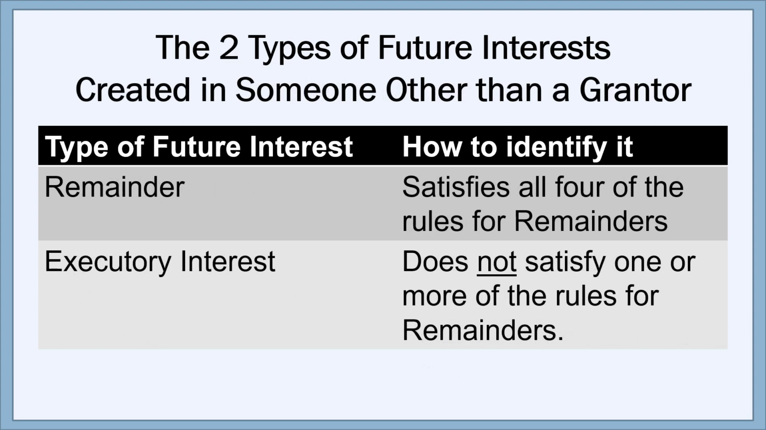In this video, we're going to talk about the remainder and the executory interests, and the question is how to identify each of those 2. Both of them are created in someone other than the grantor. Well, here's the way we tell them apart. There are 4 rules for remainders. If a future interest is created in somebody other than the grantor and it satisfies all 4 of the rules for remainders, then it must be a remainder. If it doesn't satisfy one or more of the rules for remainders, the only other choice is it must be an executory interest. So that's how we tell the 2 apart.